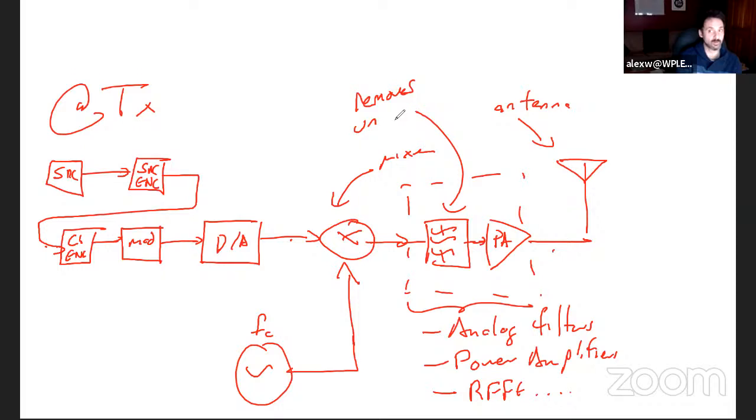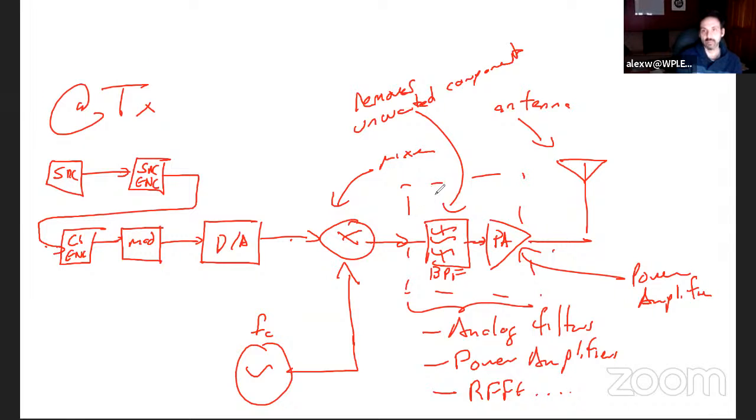You just want the signal to come out of your transmitter and obey any sort of spectrum regulations. Unwanted components are removed. This is a bandpass filter. This is your power amplifier. Again, super idealized, but something like this fits in that box.